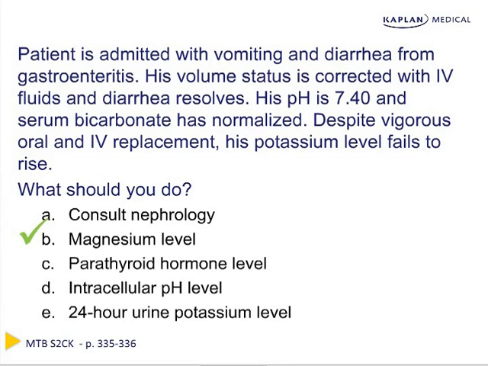Remember that we said low magnesium can lead to increased urinary losses of potassium. So if magnesium is low, you can replace all the potassium you want. It'll just continue to spill into the urine. The best way to treat this hypokalemia is actually to give magnesium and potassium together. So why are these other answer choices wrong?